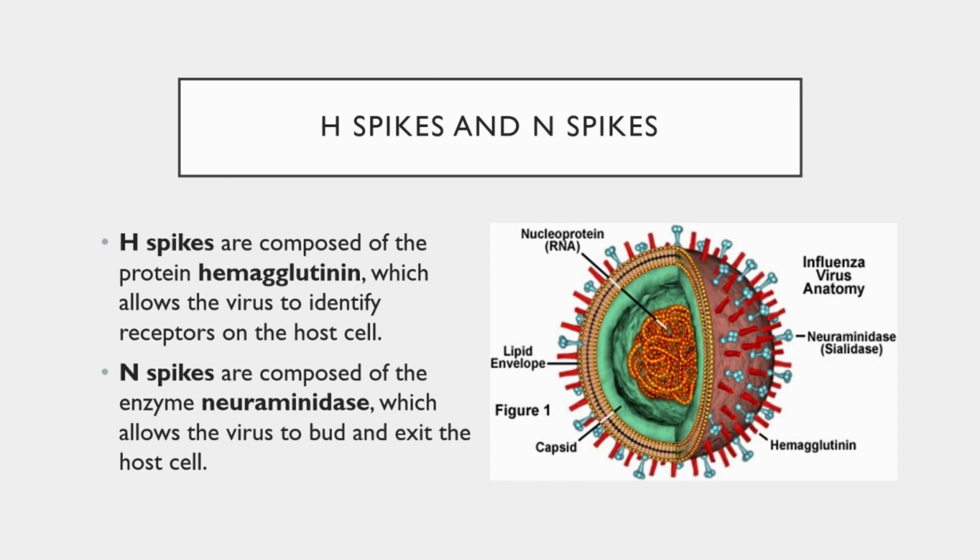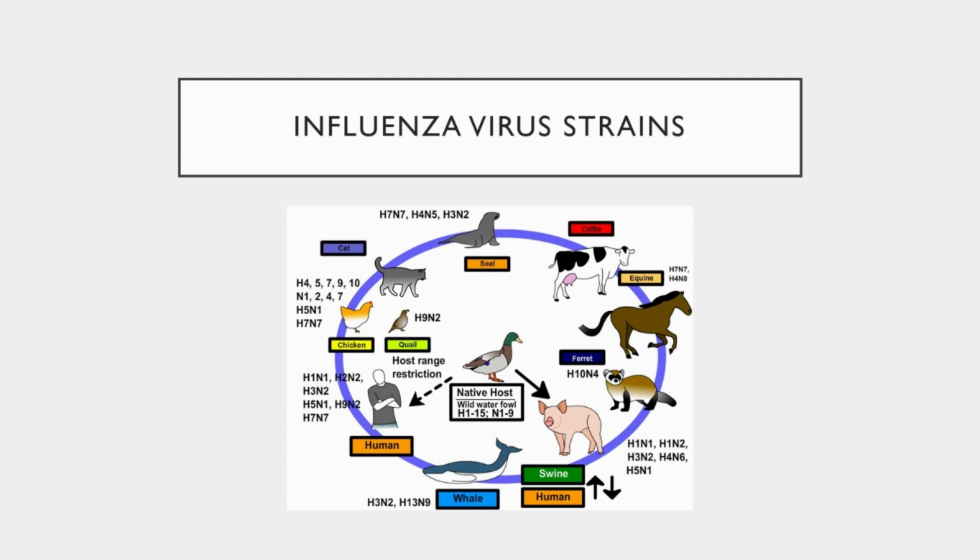And if these H spikes and N spikes sound familiar, or at least the letters H and N do when talking about the flu, that's because the different strains of the flu virus are named based on the H spikes and the N spikes. For example, H1N1 is the swine flu, capable of infecting mainly pigs, but also humans. H5N1 is the avian flu or the bird flu, which has been known to jump from birds to humans. So it's the unique combination of these proteins that a flu virus possesses that defines its host range.